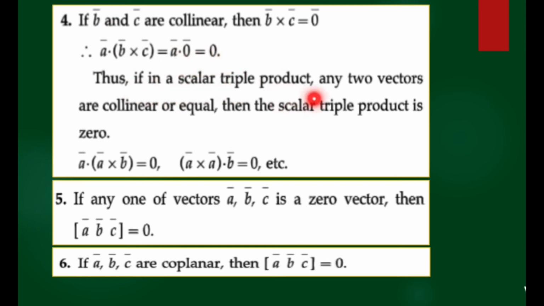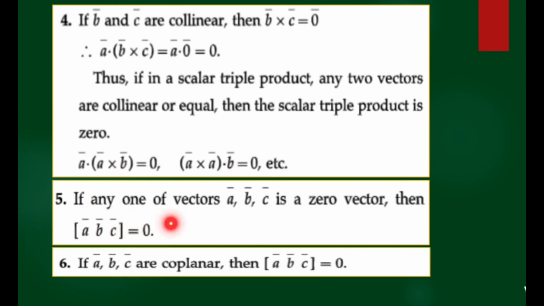Thus if in scalar triple product any two vectors are collinear or equal, then the scalar triple product is 0. So A bar dot A bar cross B bar equals 0. That means when one vector is repeated, here we write A bar dot A bar cross B bar, in place of C we write A bar. That means vector A is repeated. You can write this also as A bar cross A bar dot B bar equals 0. So when in scalar triple product one vector is repeated, that is two vectors are collinear or equal vector, then their scalar triple product is 0.